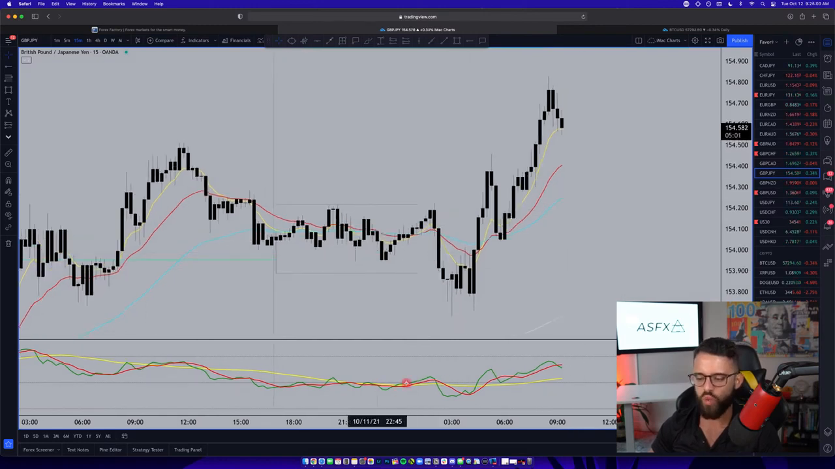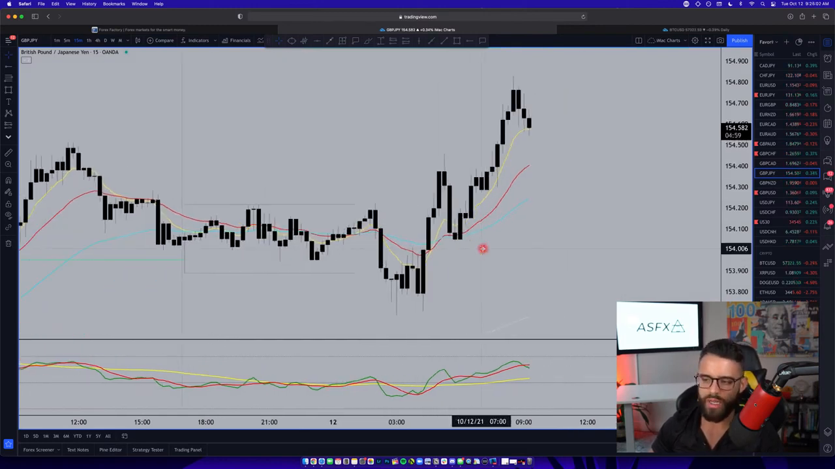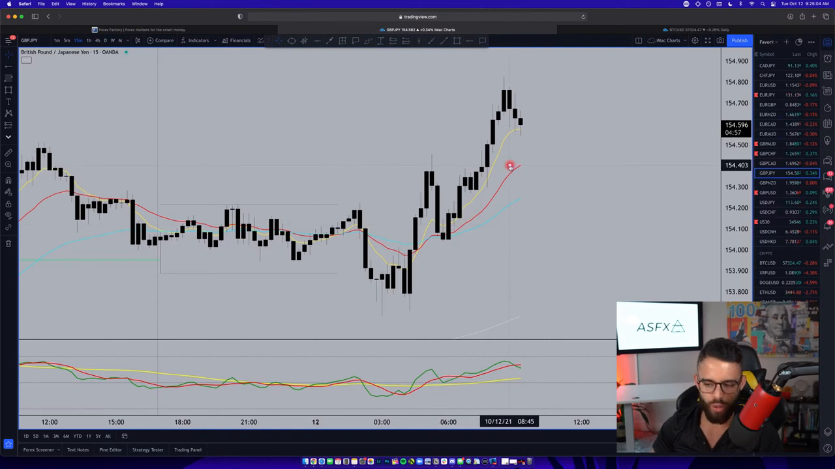GBP JPY, swapping market sentiment line. It's already been extended off the 8 EMA today. It's bullish here, but the market sentiment line spent more time in the sell zone here. So this is indecisive to me. That's why this is not on the list.